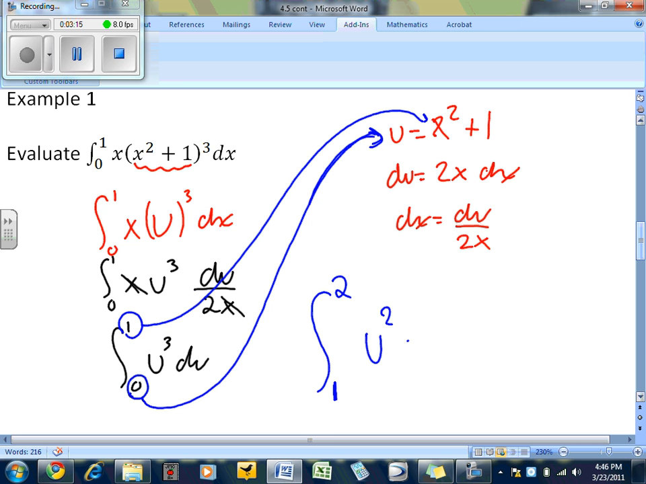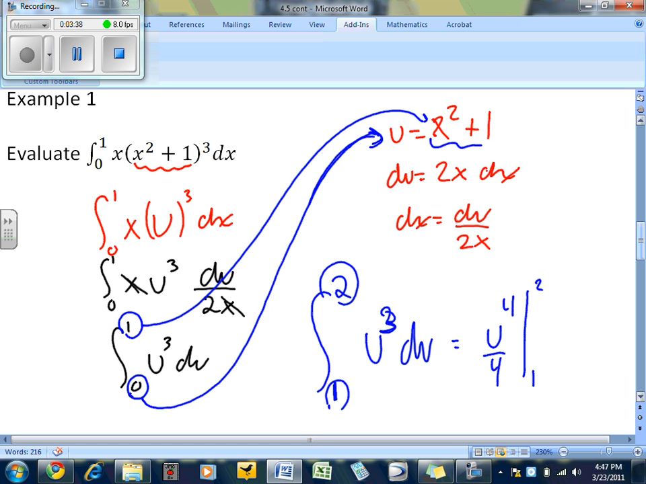And now we have u squared du, or u cubed, sorry, u cubed du. Now the purpose is we can take the integral and evaluate it at 1 and 2 without having to plug this u back in. All right, so let's take the integral. And we get u to the 4th all over 4 evaluated at 1 and 2.